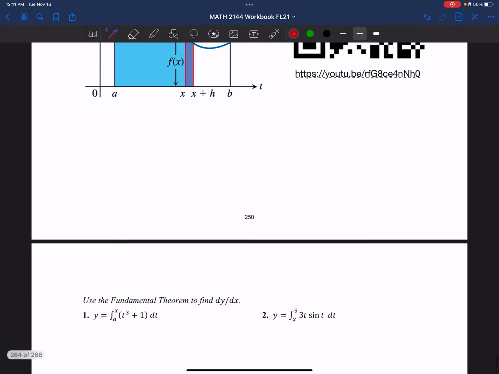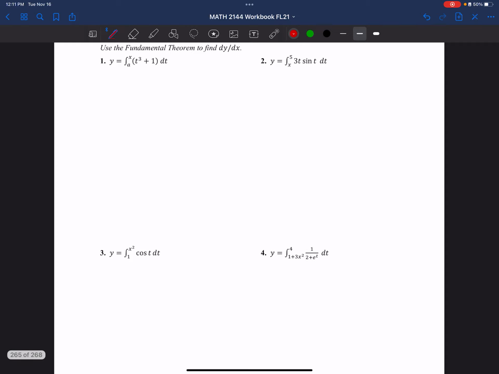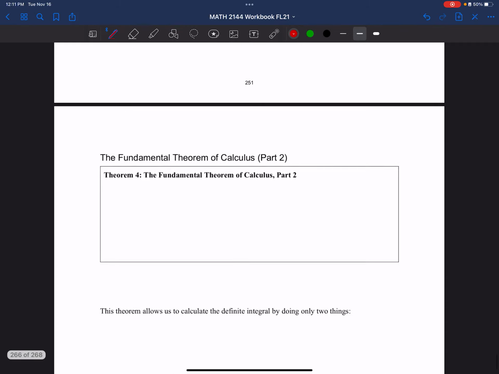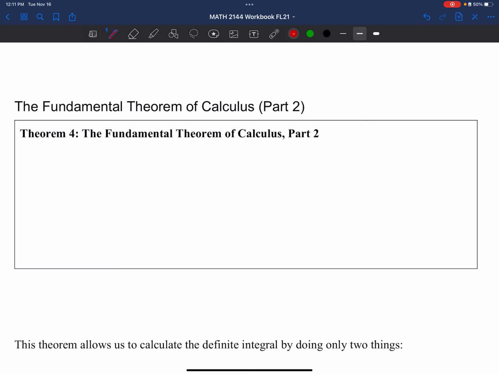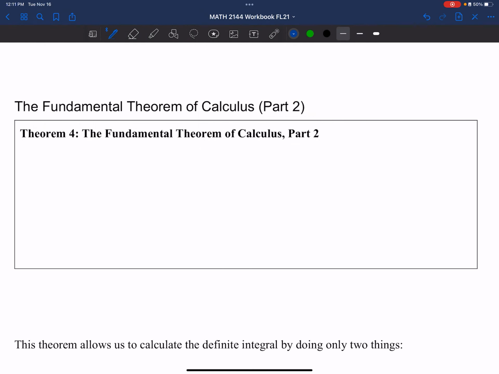And let's go ahead and skip this page. You'll talk more about this in Calculus 2. And talk about the fundamental theorem of calculus, which is really part 2, which is focusing on the evaluation of area. All right, so here is the statement for this, and then we'll get to the computations down below.